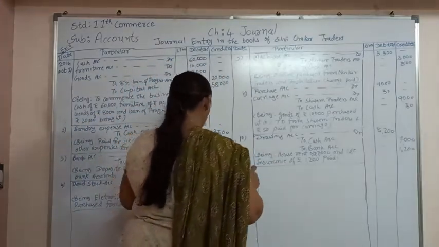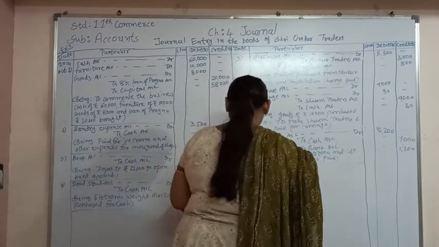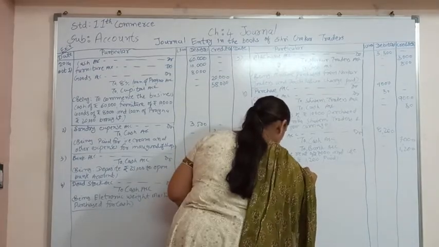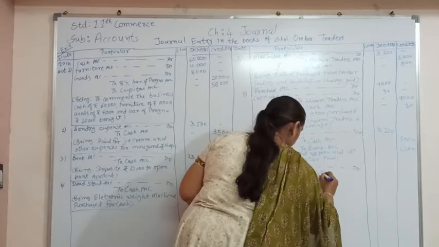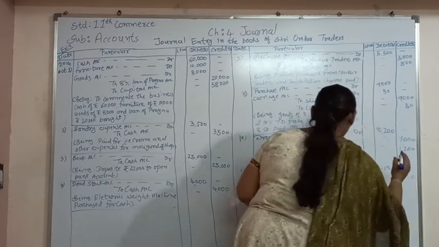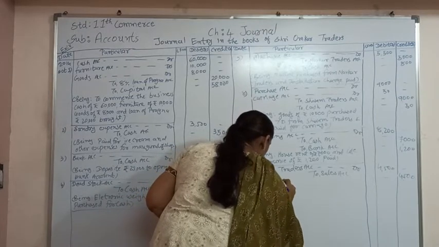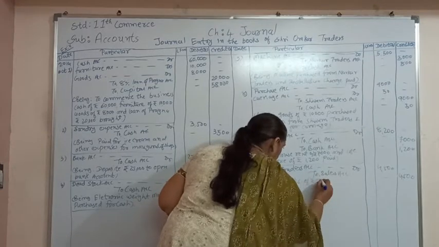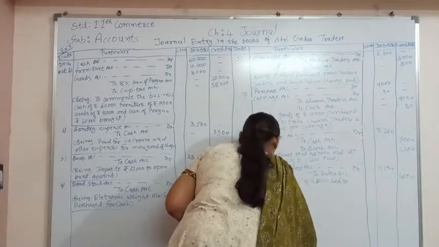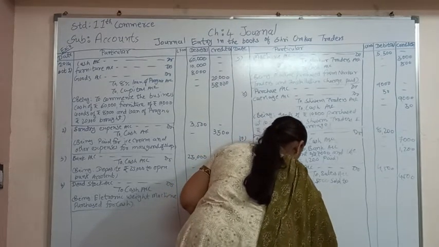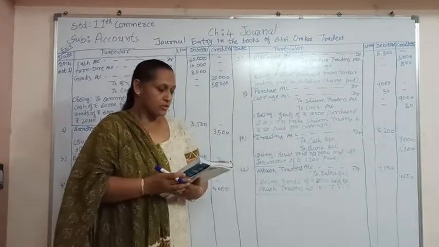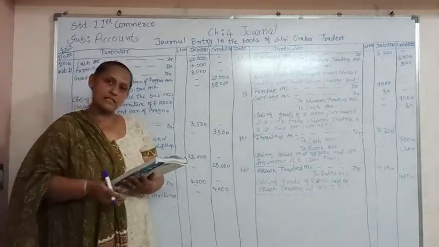So journal entry will be Akash traders account debit to sales, and here 4,500, being goods of rupees 5,000 sold to Akash traders at 10% trade discount. So for that, students, you may note down this, and next transaction we are going to see afterwards.